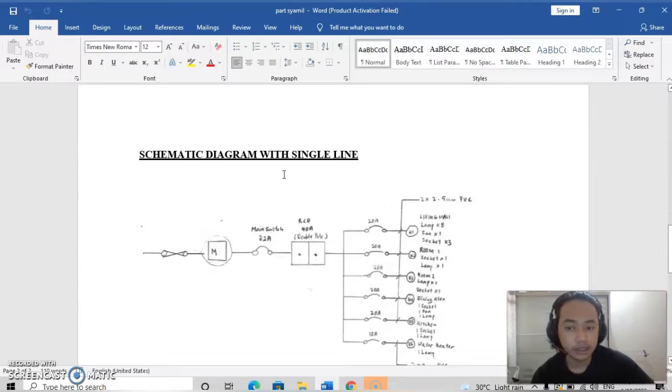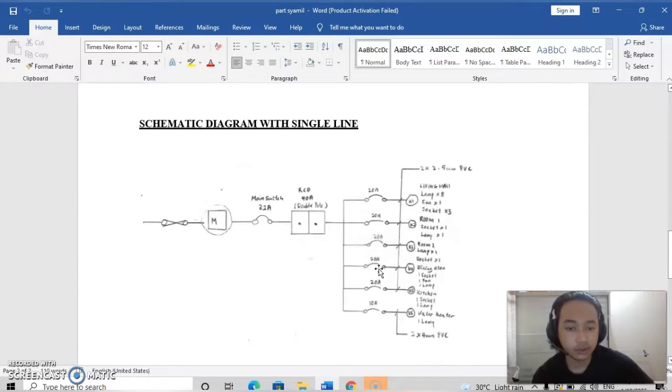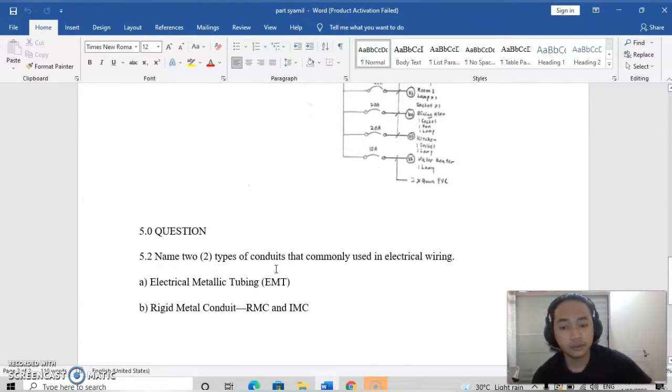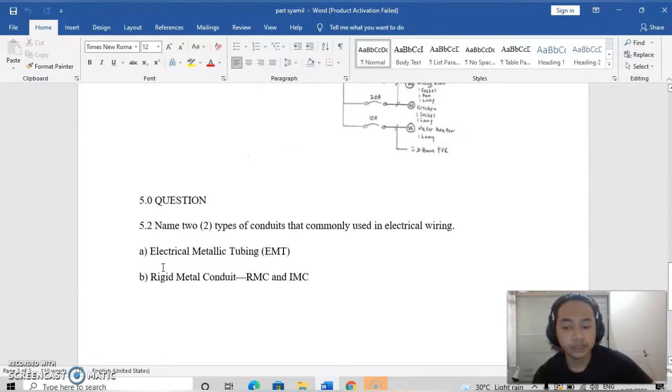So this is the schematic diagram with single line that I have drawn. So the question I do is question 5.2, which is name 2 types of conduits that are commonly used in electrical wiring. Firstly, electrical metallic tubing (EMT). Second, rigid metal conduit RMC and IMC.